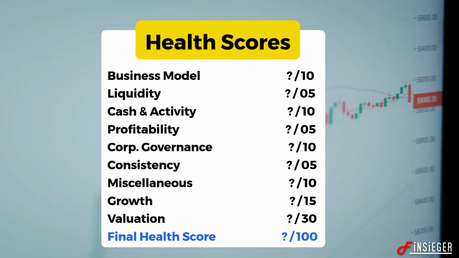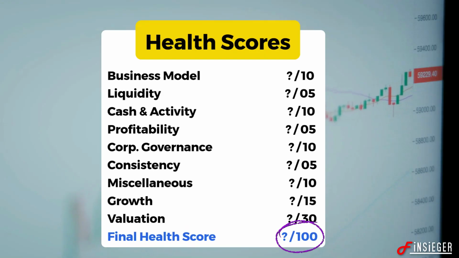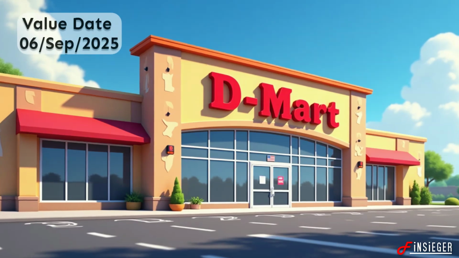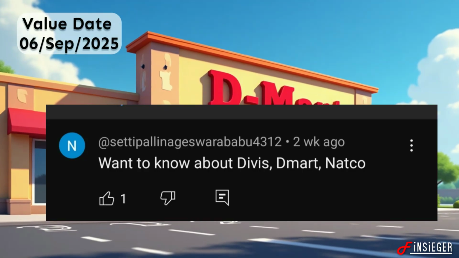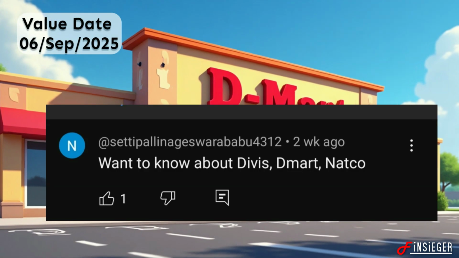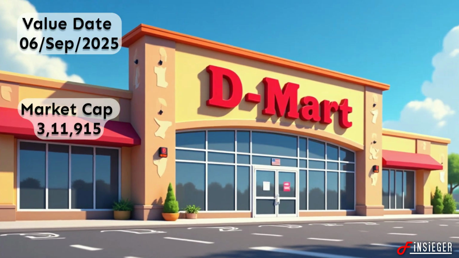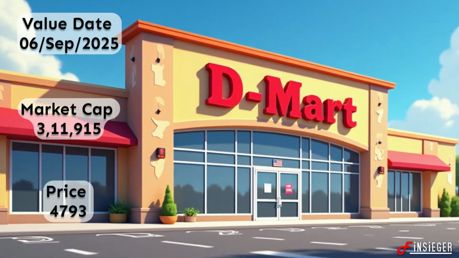In this series we are going to look at certain parameters and get to the final health score of the stock requested by you in the comments section. Today's stock is Dmart, which was requested by one of our amazing subscribers. It has a market cap around 3 lakh crores and stock price around 4,800.